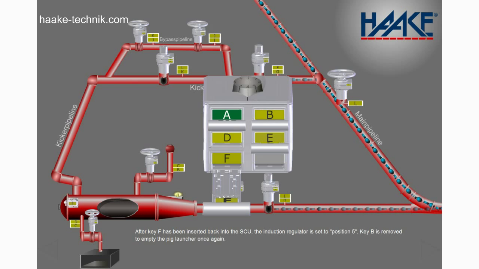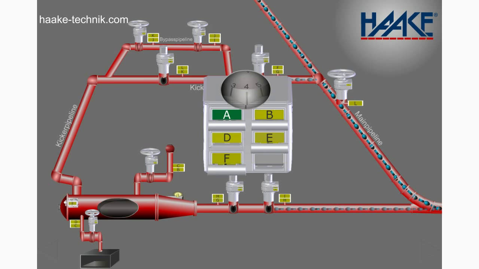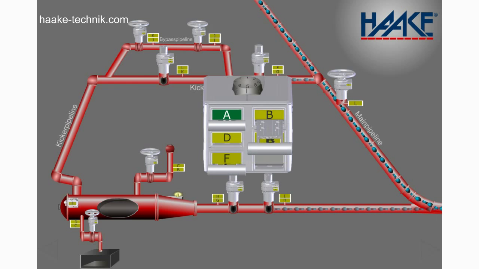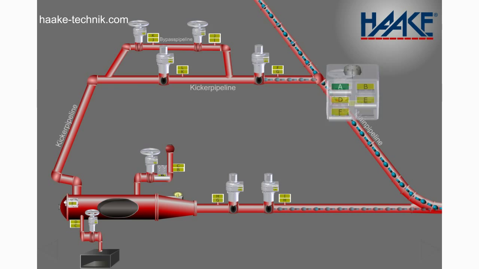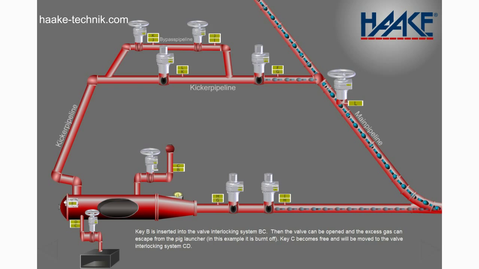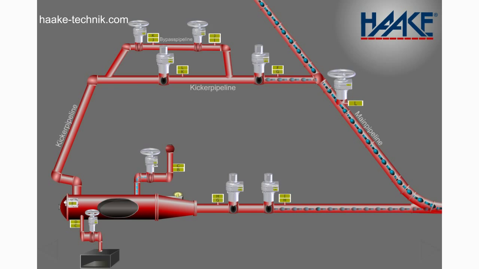After key F has been inserted back into the SCU, the induction regulator is set to position 5. Key B is removed to empty the pig launcher once again. Key B is inserted into the valve interlocking system BC. Then the valve can be opened and the excess gas can escape from the pig launcher. In this example, it is burnt off.